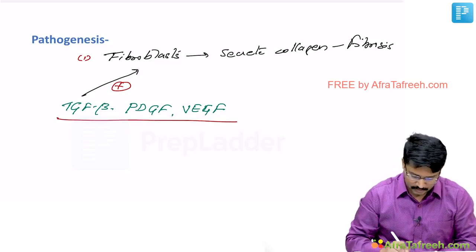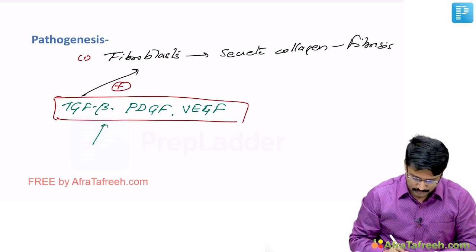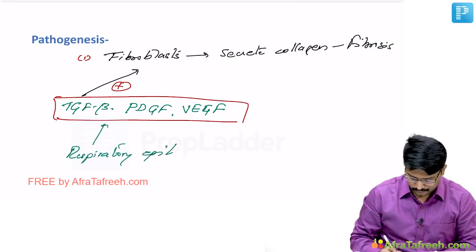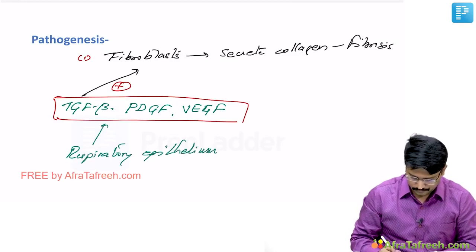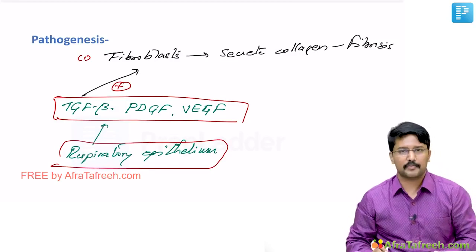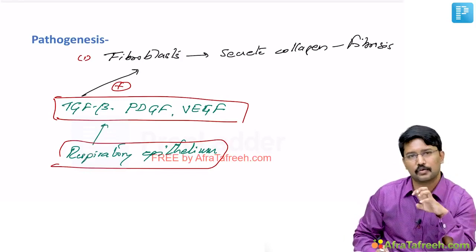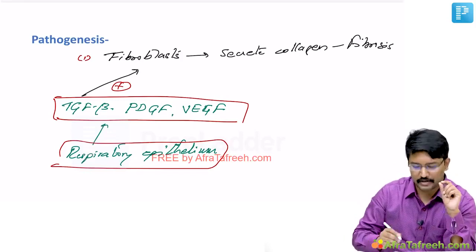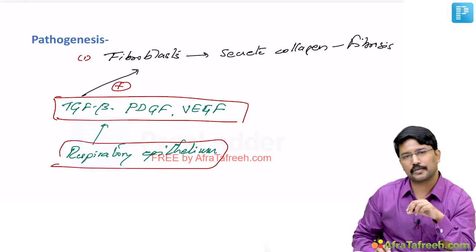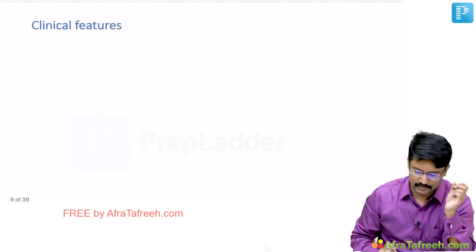From where do these growth factors come? We assume that these growth factors are produced by respiratory epithelium. We don't know what incites the respiratory epithelial injury to produce these growth factors, but we have understood that there is a role of these growth factors, and we have developed certain drugs targeting these growth factors which help in at least slowing the progression of interstitial lung disease.